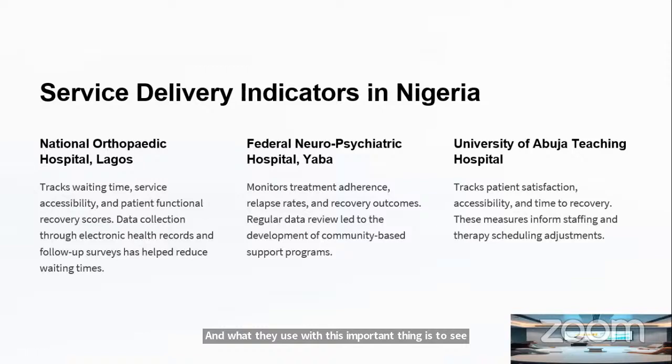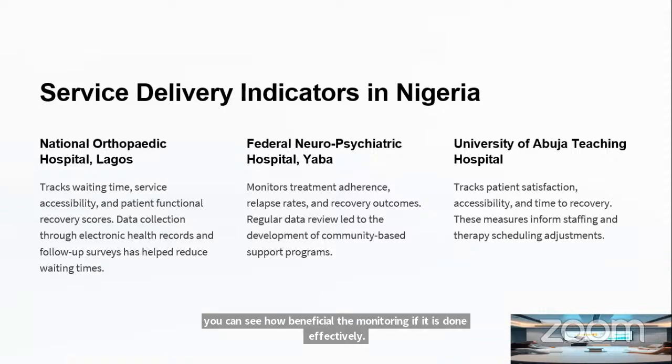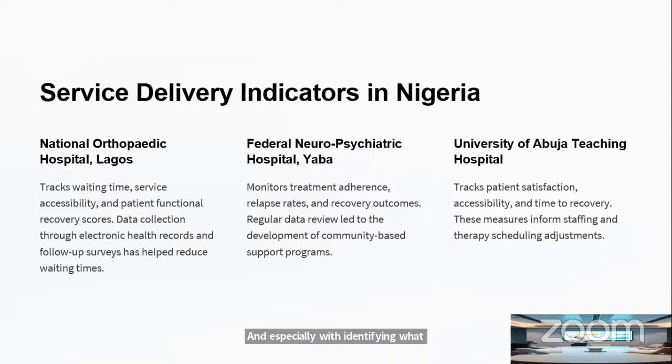For the neuropsychiatric hospital in Yaba, in their own case, they monitor treatment adherence, of course, relapse rate, as well as recovery outcome, right? They review their data regularly, which subsequently gave them the ability to develop a community-based support program. So you can see how beneficial monitoring and evaluation is, if it is done effectively, and especially with identifying what really matters, at least for the purpose of the facility.